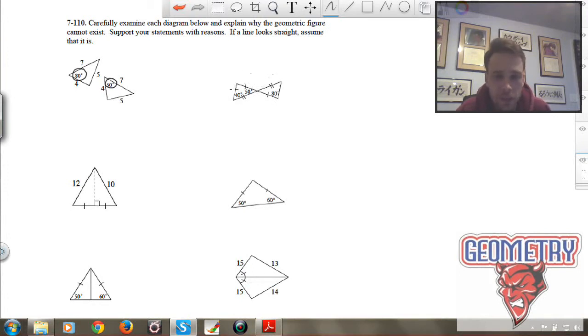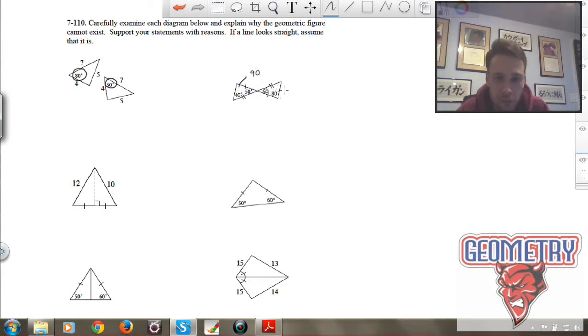This example over here to the right, we have two triangles which should be congruent. We have a pair of sides that match up, we have a second pair of sides that match up, and then these vertical angles here would create a side angle side relationship. So we know this angle is 50, this angle is 40, so triangle sum tells us that this angle should be 90.